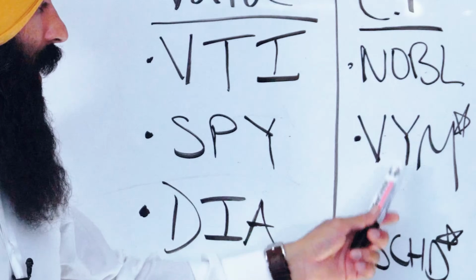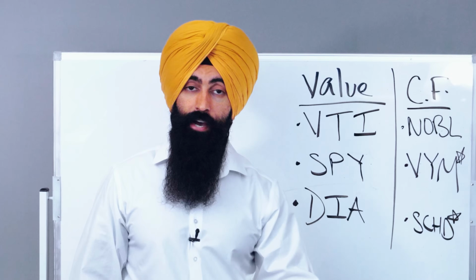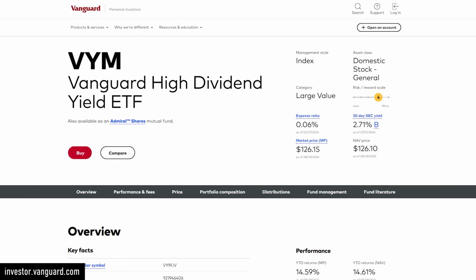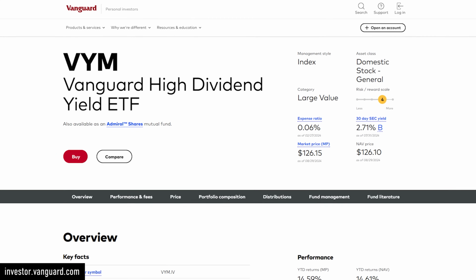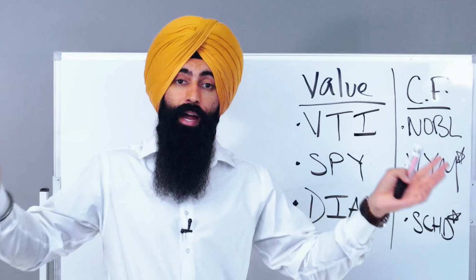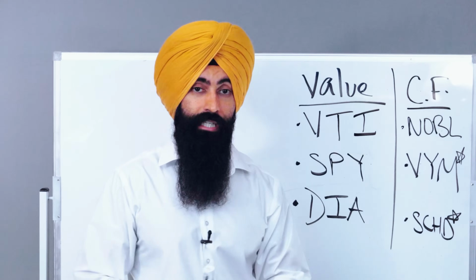Then you have VYM. This is another ETF created by Vanguard, which is a high dividend yielding ETF. If you want to invest in broader companies that are paying out the higher yield dividends, this is an ETF that gives you exposure to that.